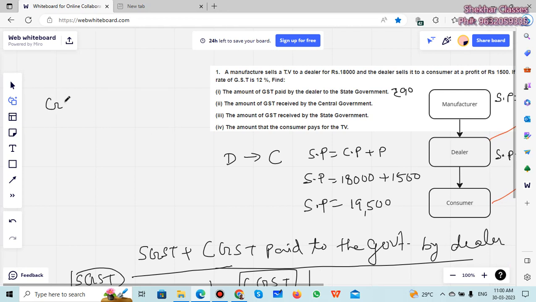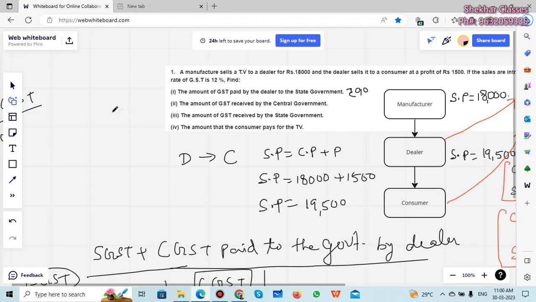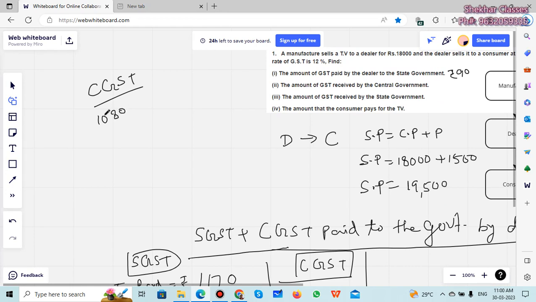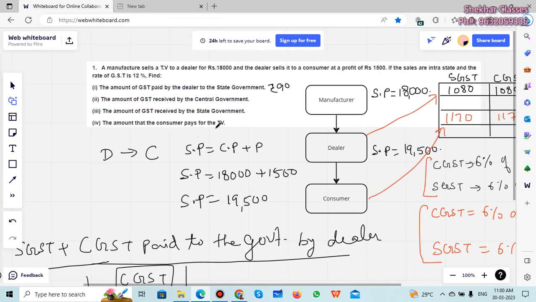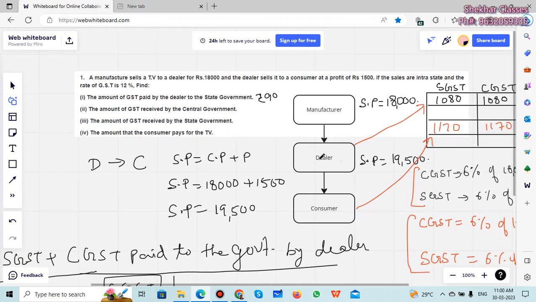So CGST total, CGST is how much? 1080 was paid by the manufacturer to the government, and the dealer, how much did he pay? 90. Add them up, how much will that be? 1170. Or we can say whatever the dealer has received from the consumer, that is what the central government will be receiving. So the amount of GST received by the central government will be how much? 1170.